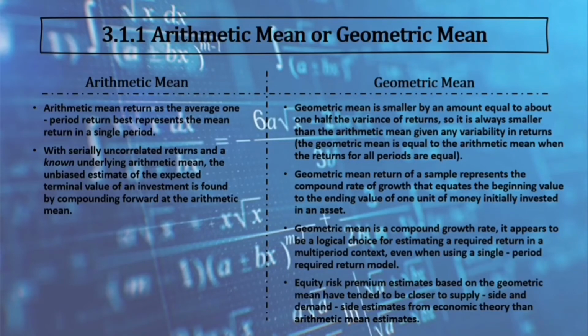Geometric mean return of a sample represents the compound rate of growth that equates the beginning value to the ending value of 1 unit of money initially invested in an asset. Geometric mean is a compound growth rate. It appears to be a logical choice for estimating a required return in a multi-period context, even when using a single period required return model. Equity risk premium estimates based on the geometric mean have tended to be closer to supply-side and demand-side estimates from economic theory than arithmetic mean estimates.